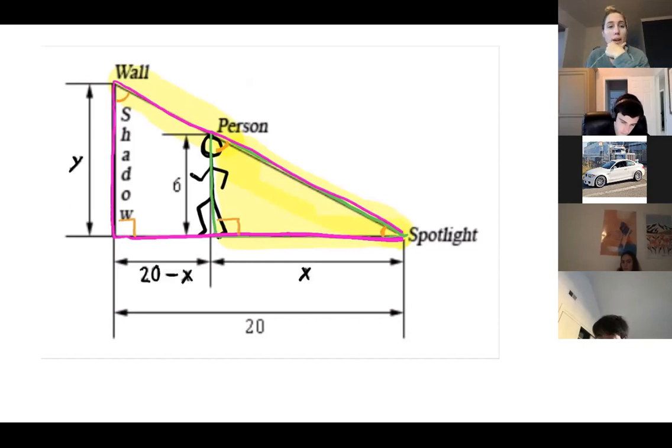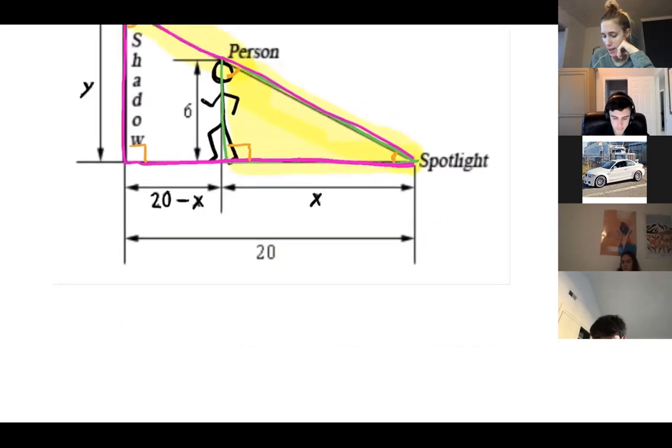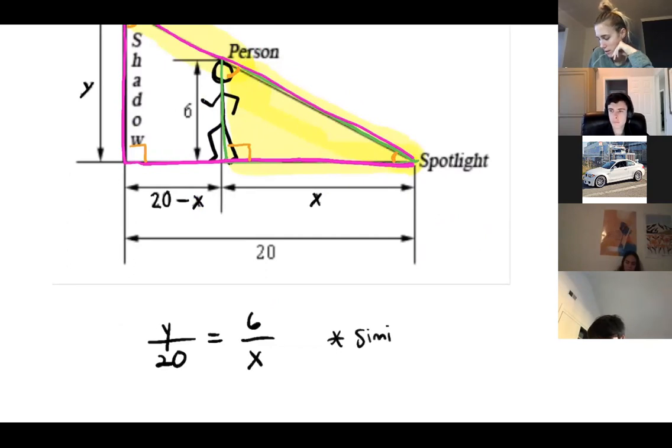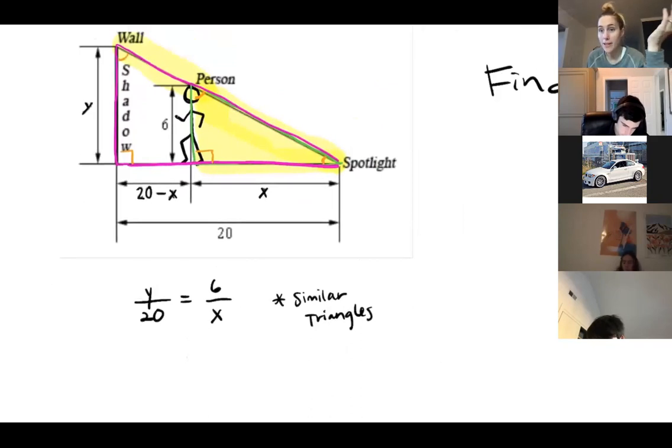So they are similar triangles, which means that the ratios of their sides are going to be equal to each other. So we could say that the ratio y over 20 is equal to 6 over x. This is thinking about similar triangles. And that's the relationship that we can come up with between x and y.